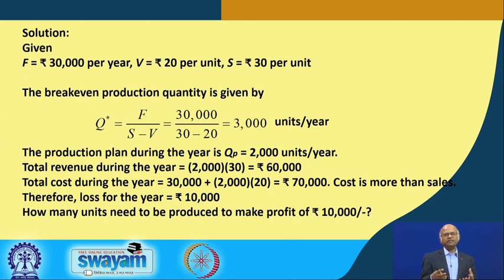Now, if the question is whether you make profit or loss if you produce 2000 units, the obvious answer is that you are incurring loss because you are producing and selling less than 3000 units. What is the loss? You estimate the total cost and the total sales. Sales minus cost is the profit or loss. Here, for 2000 units, sales is 2000 multiplied by 30, which is 60,000. What is the total cost? Fixed cost is 30,000 plus variable cost, 20 multiplied by 2000, is 40,000. 40 plus 30 is 70,000. So, 70,000 is the cost, 60,000 is the sales, and 10,000 rupees is the loss.